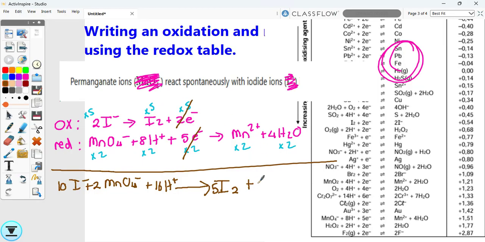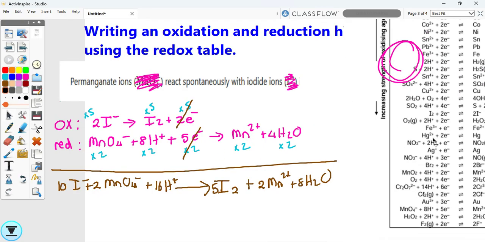oh yeah, I am still right. I don't know why I thought I was going wrong there. Mn2 plus 8H2O. And there is my balanced ionic equation. So you can leave it like that, because if it says ionic equation, then it's already there and you don't have to stress about changing anything. And that is that. Now you can just go and practice this a bit more.